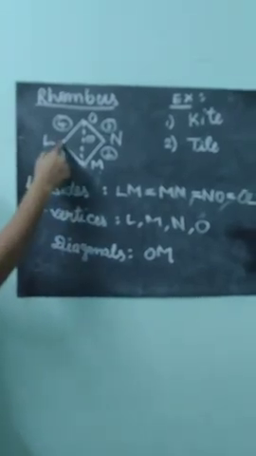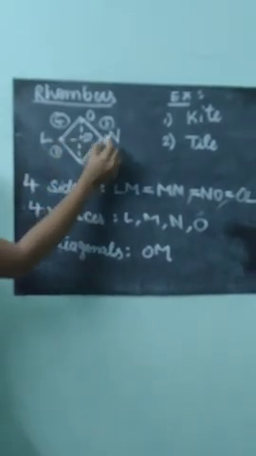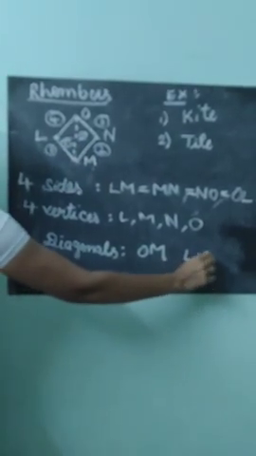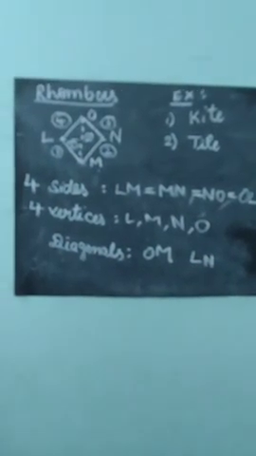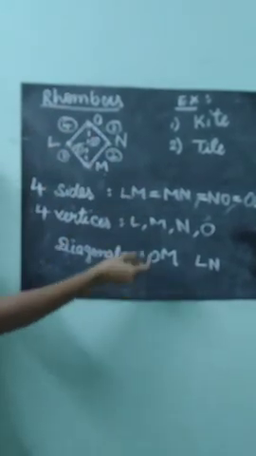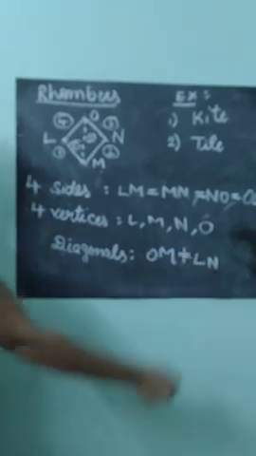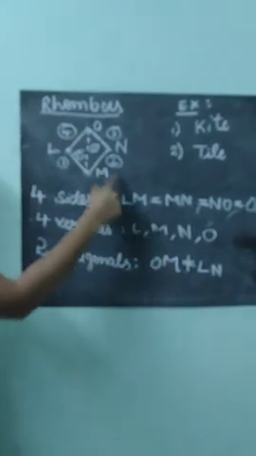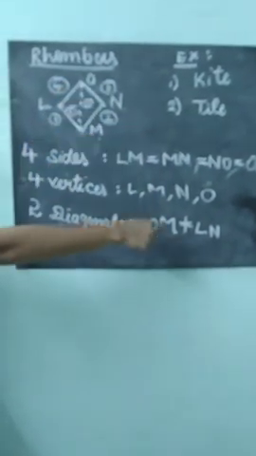What is the opposite of L? N. So, this is considered the second diagonal. So, L, N. In a rhombus, these two diagonals are not equal. There are 2 diagonals. What are they? OM and LM, and they are not equal.